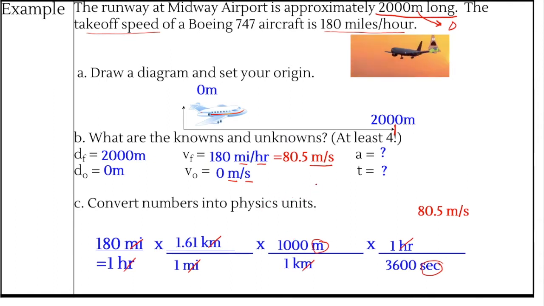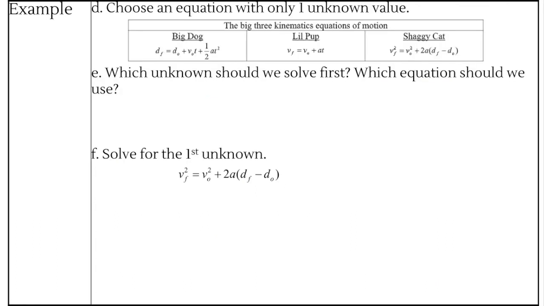So go ahead, head over to Google and just convert 180 miles per hour into meters per second to make sure that your answer is correct. So now that we have all of our initial values and they're all set into the correct units, we can go ahead and start solving for either acceleration or time. So we want to choose an equation that's only missing one of those variables. So which unknowns should we solve for first, and which equation should we use?